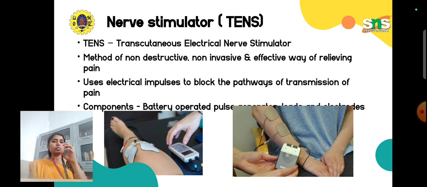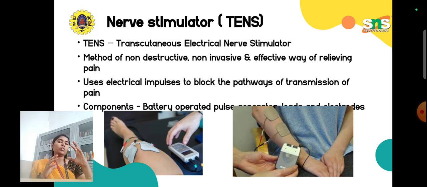So this stimulator is going to stimulate the nerve. In the last class we discussed the stimulation of muscle. Here we are going to stimulate the nerve by means of electrical impulse through the transcutaneous layer of skin. This is a non-destructive and non-invasive method, and an effective way of relieving pain. It is one of the most promising methods of pain relief. The basic principle involved in the pain relief mechanism is that this impulse blocks the transmission of pain.